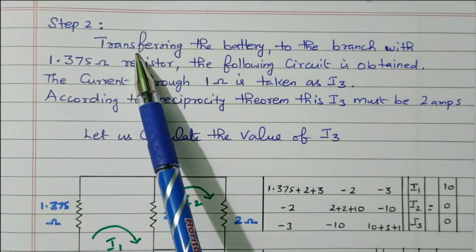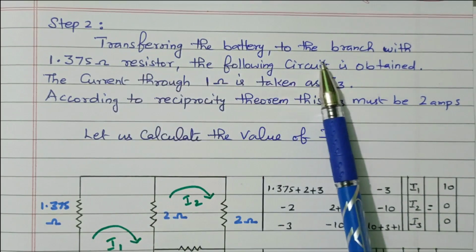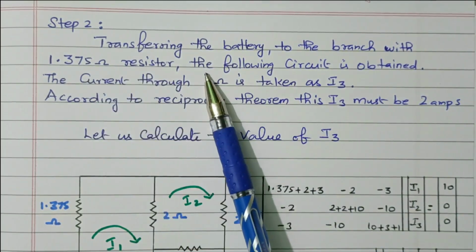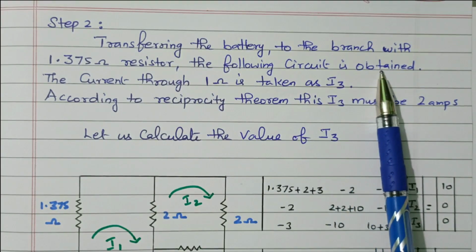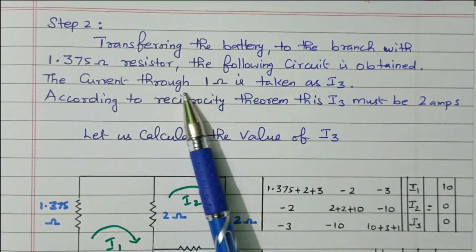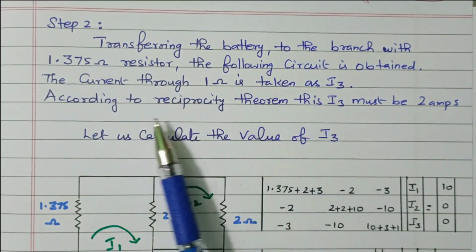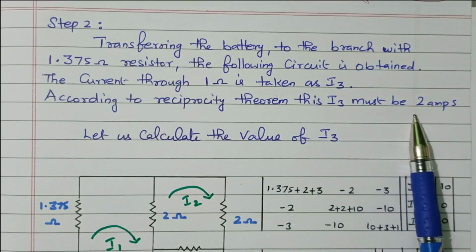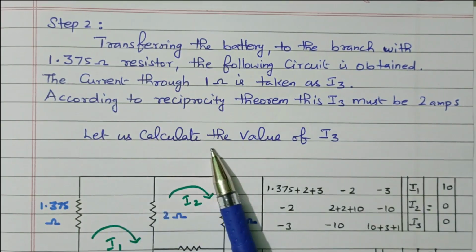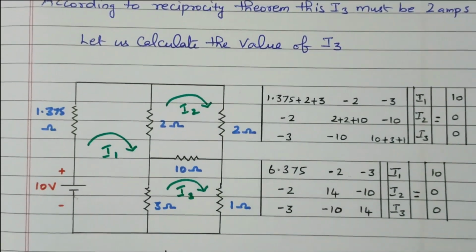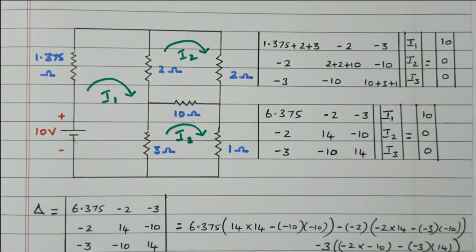In step 2, transfer the battery to the branch with the 1.375 ohm resistor. The following circuit is obtained, right? The voltage source is transferred to the third loop. The current through the 1 ohm resistor is taken as I3. According to the reciprocity theorem, I3 must be 2 ampere. Let us calculate the value of I3, right? Now we transfer the voltage source. The voltage source is now transferred.